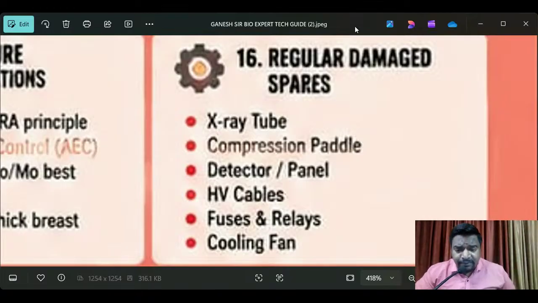Definitely that senior will help you. Okay, come to the point right now. Regular damages in mammography. See here.